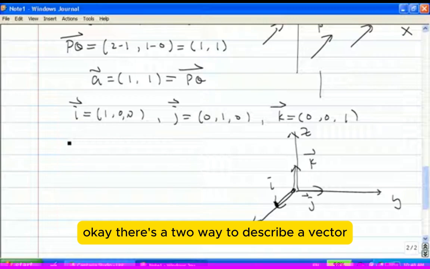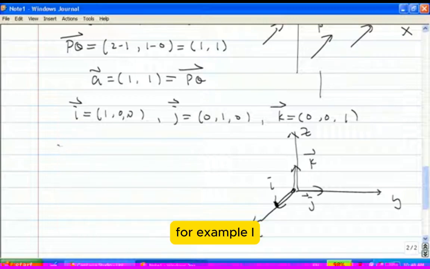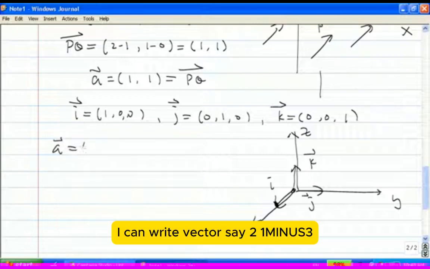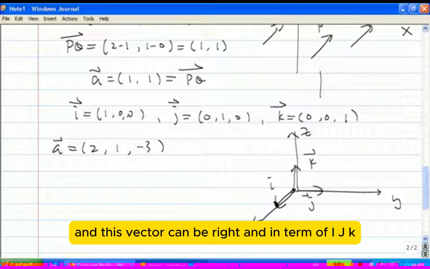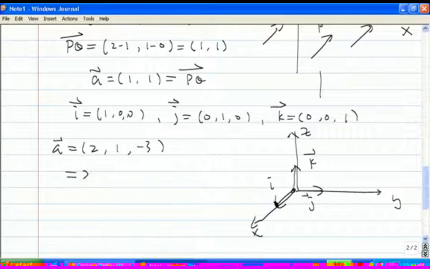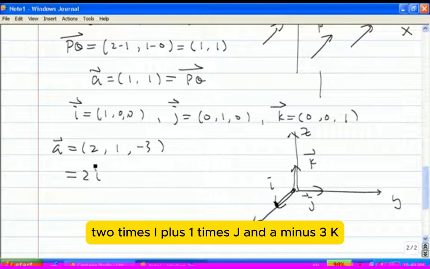Okay, there's two ways to describe a vector. For example, I can write a vector, say (2, 1, -3). I just write something arbitrary. If I give you a triple, it means I give you a vector. This vector can be written in terms of i, j, k: 2 times i plus 1 times j and minus 3k.